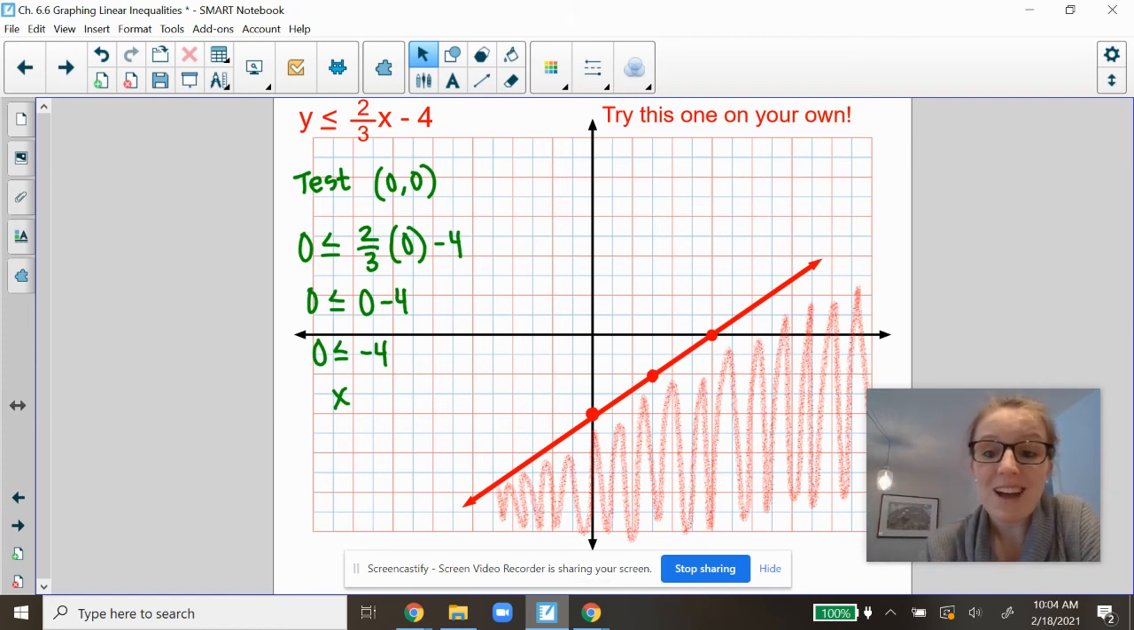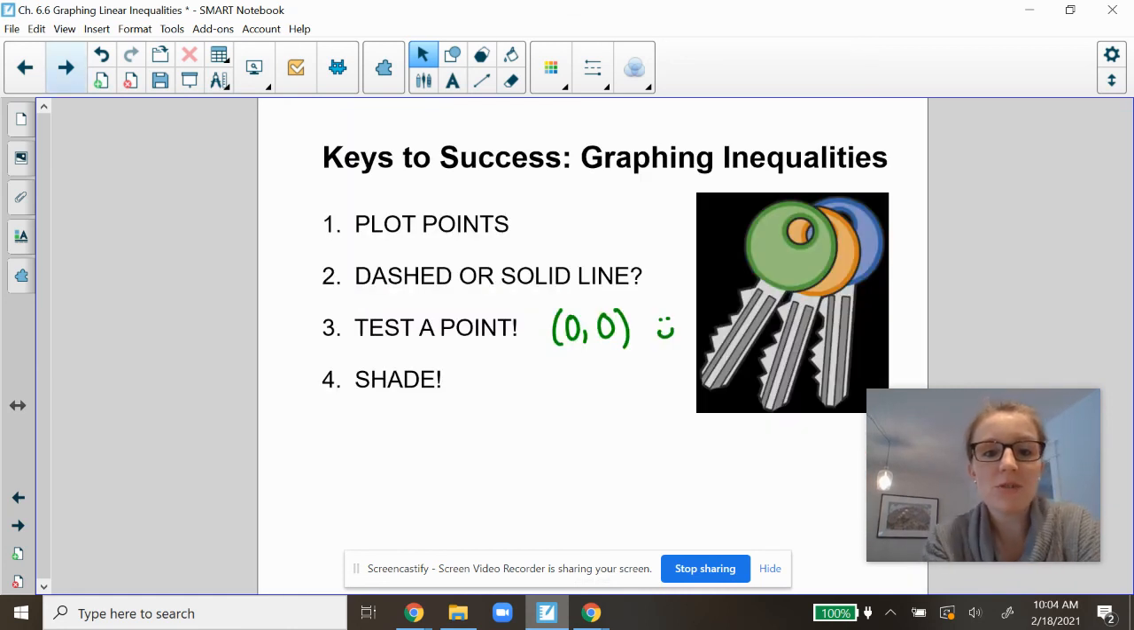Hopefully you left it as a solid line because it's less than or equal to. And then hopefully you plugged in the origin and figured out it does not work, right? 0 is not less than or equal to -4, so you should have shaded on the opposite side where the origin is not included. All right, so just to recap, the keys to success for graphing inequalities.